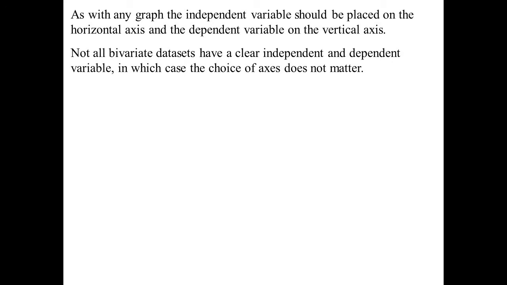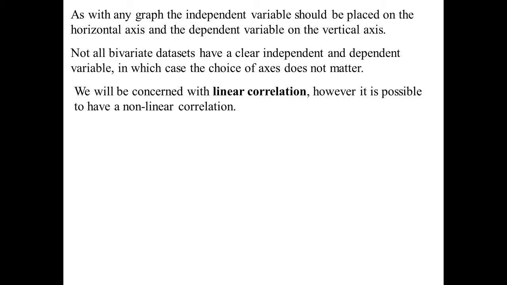So same as any graph, you put the independent variable on the horizontal axis and the dependent variable on the vertical axis. With bivariate data, it's not always clear which one's independent and dependent. And if that's the case, then it really doesn't matter which one you put on the horizontal and which one you put on the vertical. We're concerned with linear correlation, but it is possible to have nonlinear correlation.